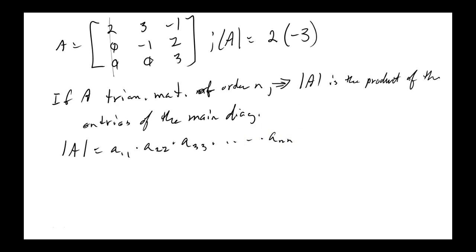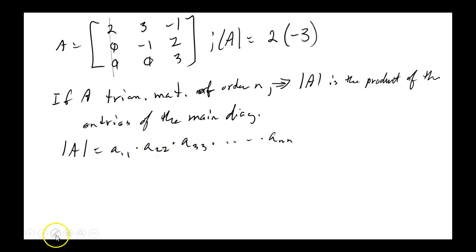Now, if any of those diagonal entries is a 0, the determinant of your whole matrix is 0. If it's a triangular matrix and its diagonal has a 0 entry, then the determinant is 0, which means it's a singular matrix, not non-singular. We'll get to that later. Don't sweat it now. All right.